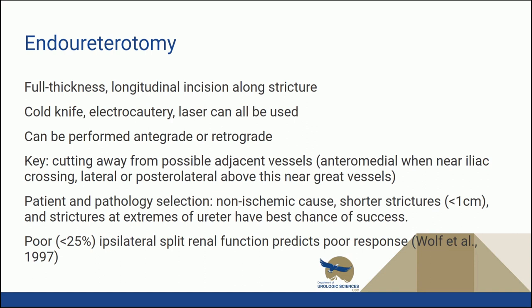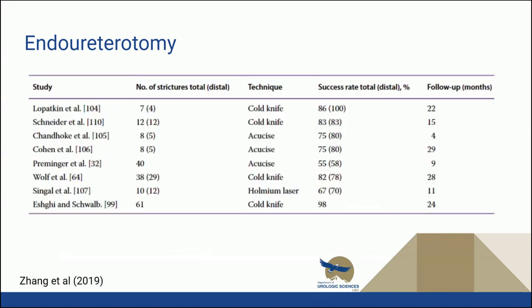You want to do this in a non-ischemic cause of the stricture. Shorter strictures, and strictures at the extremes of the ureter all have the best chance of success. But poor ipsilateral split renal function predicts poor response, found in a study by Wolf et al. in 1997, demonstrating the need for a renogram prior to this operation. And so endoureterotomy is associated with anywhere from 55 to even up to 98% stricture resolution rate.